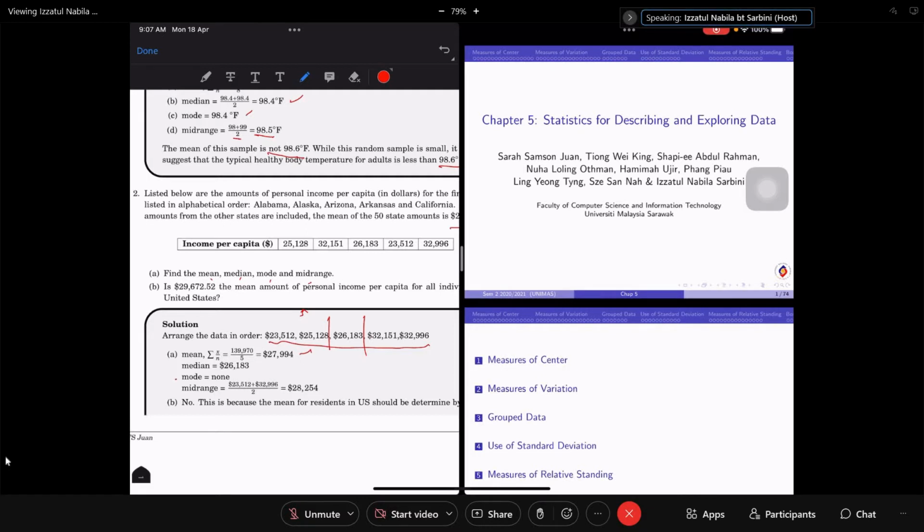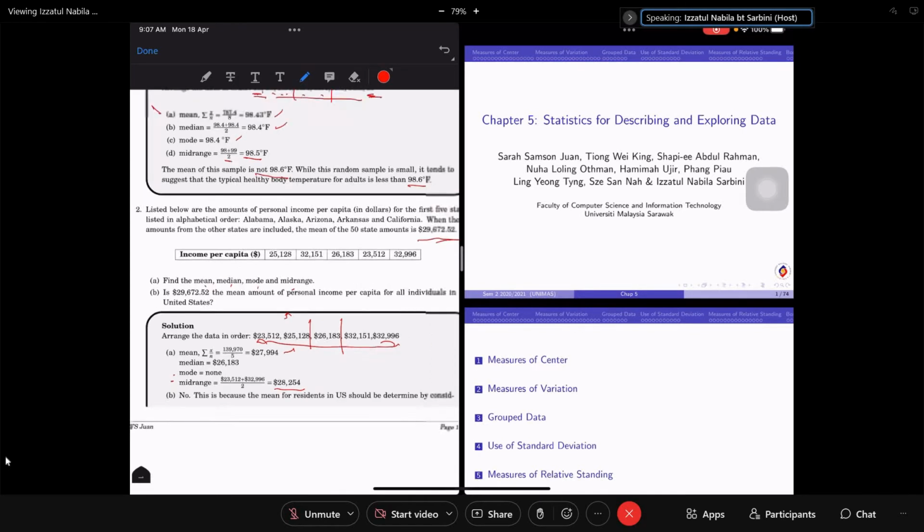As for mode, is there any data that repeats, the most frequent data in this sample? No, there's no repetition, so we don't have any mode here. There's no mode in this question. As for mid-range, minimum plus maximum, so our mid-range is 28,254.